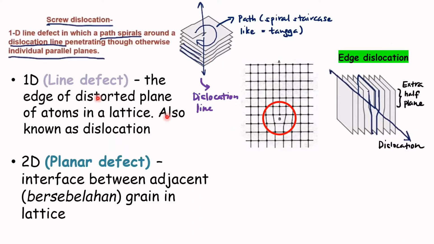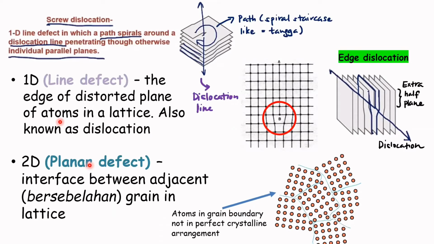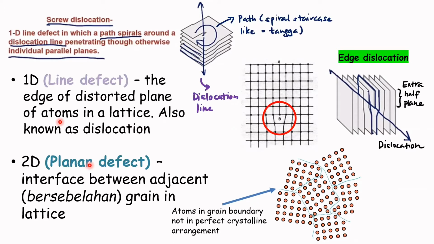Then we have two-dimension or planar defect that can be defined as an interface between the adjacent grains in a lattice. Disruption of the long-range stacking sequence can produce two other common types of crystal defect. First is a stacking fault, and secondly a twin region.